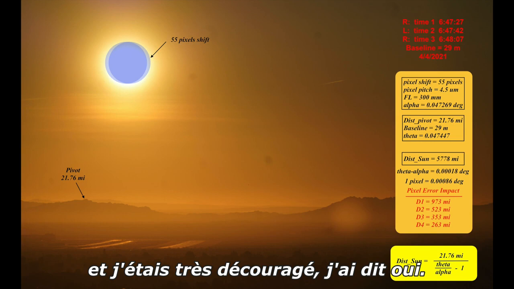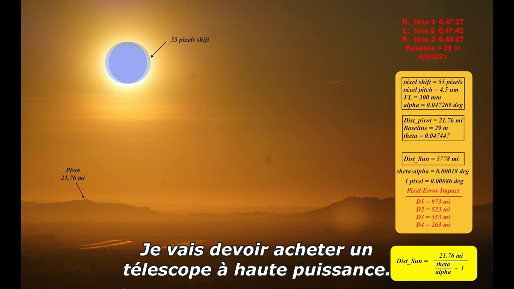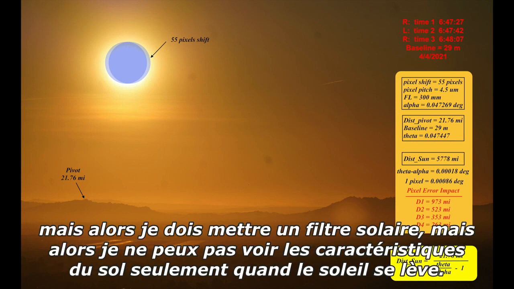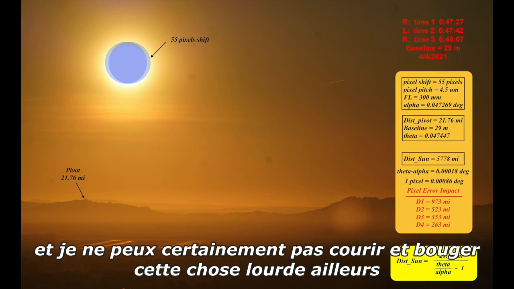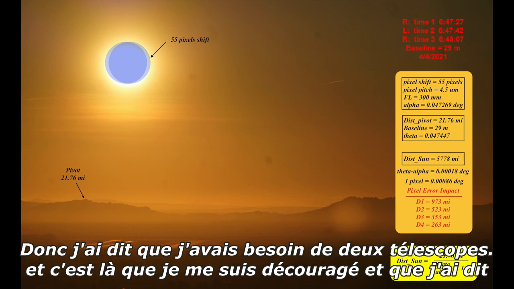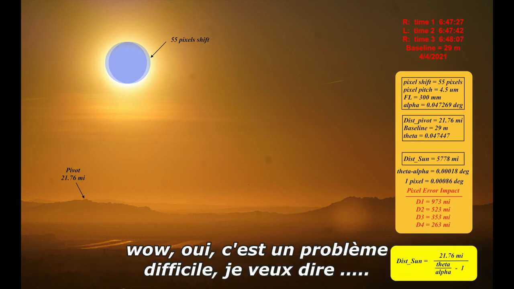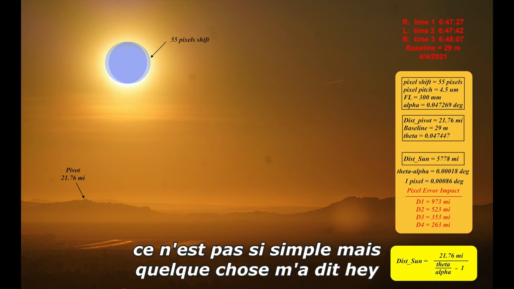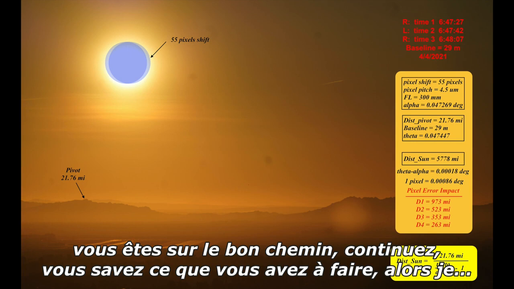I said, yeah, I'm gonna have to bring a high-powered telescope, but then I need to put a solar filter, but then I cannot see the ground features only right when the sun comes up, and certainly I cannot run and move this heavy thing to another location. So I said I need 2 telescopes, and that's when I got discouraged, and I said, wow, yeah, this is a hard problem. It's not that simple, but something told me, hey, you're on the right path. Keep going. You know what you need to do.